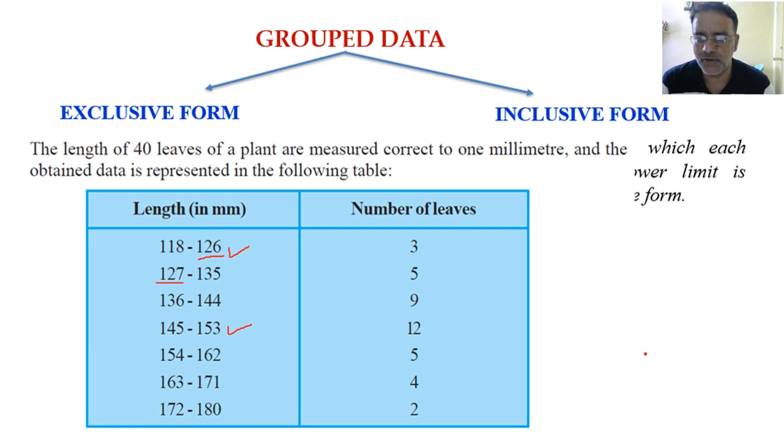Okay, but while solving questions or while drawing the histogram, we have to convert this inclusive form into exclusive form. How to convert it, I am telling you. So what is the difference between these two numbers? 1. Okay. What is the half of 1? 0.5. Right, very good. So 0.5 we have to subtract from the lower limit, and 0.5 we have to add to the upper limit.